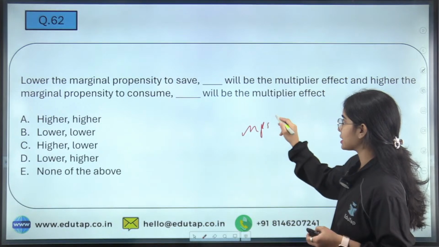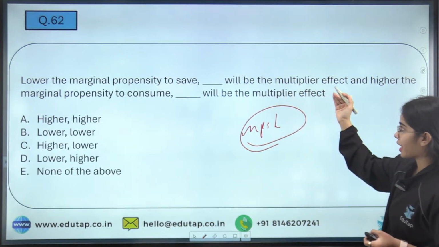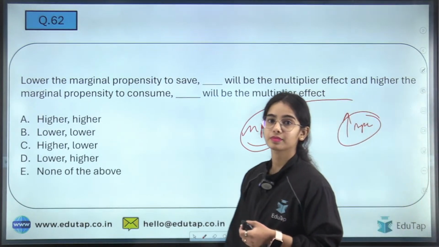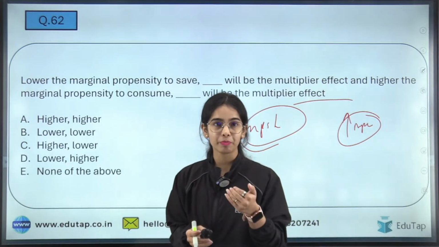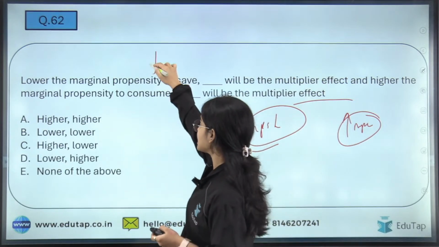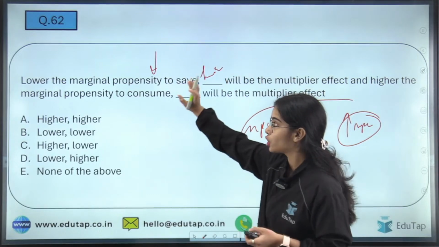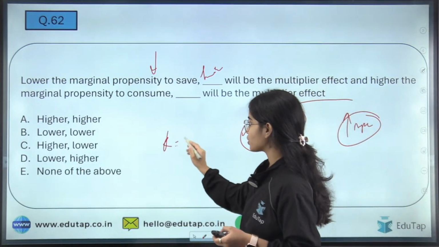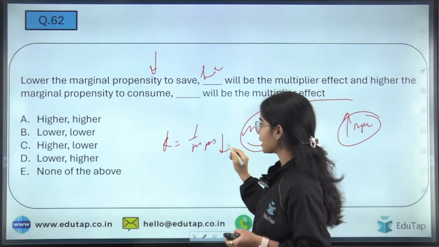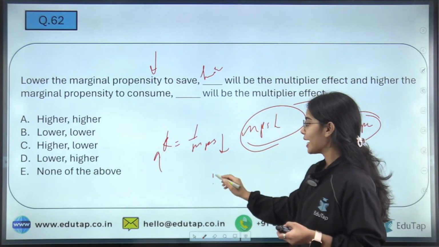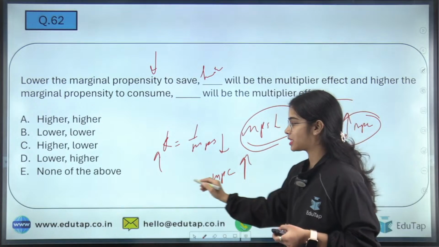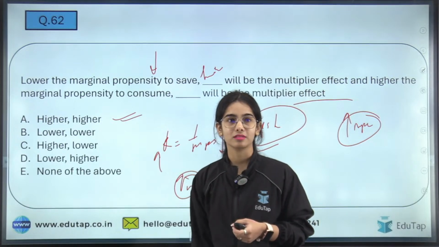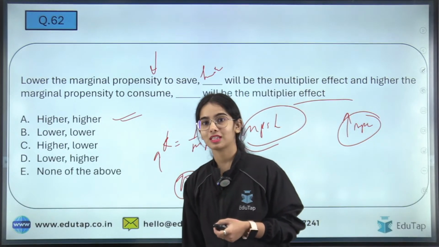Next is, lower the marginal propensity to save. If the MPS is decreasing, dash will be the multiplier, and if higher is the MPS, dash will be the multiplier effect. Yes. So lower the MPS, higher will be the multiplier effect, and higher the MPC, higher will be the multiplier. As you know, the multiplier is equal to 1 upon MPS. So the lower the MPS, the higher will be the multiplier, and vice versa. And in the case of MPC, the higher the MPC, the higher will be the multiplier. So here the answer will be A. Got it? I hope this is clear.